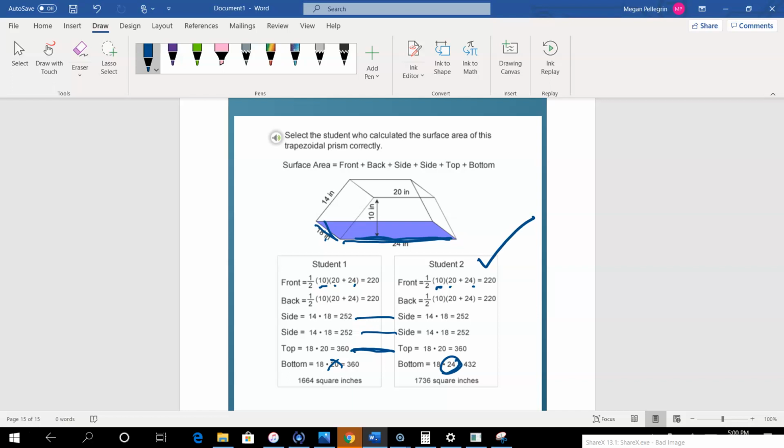Okay, so don't forget, in order to find surface area, you find the area of all of the surfaces. We like to label them front, back, side, top, bottom. Usually that is about how it goes for any shape. But find the area of all of your shapes and then add them all together. That will give you your surface area.